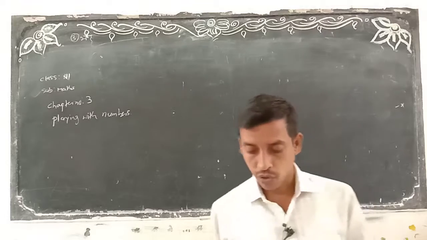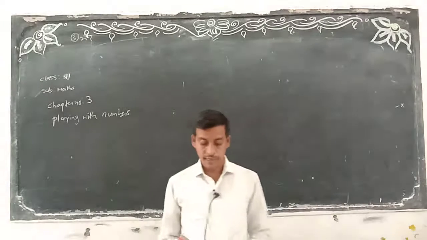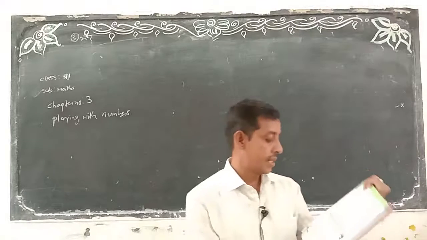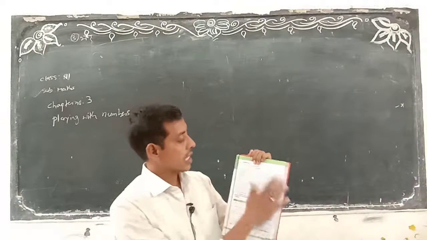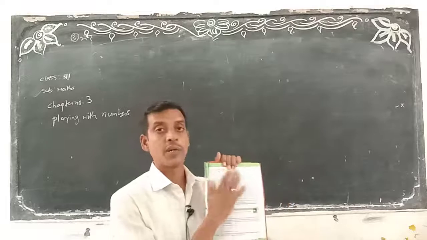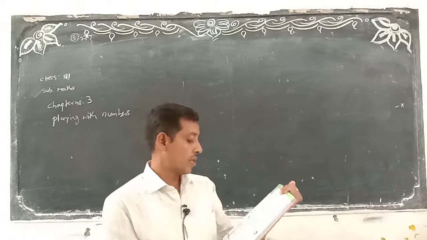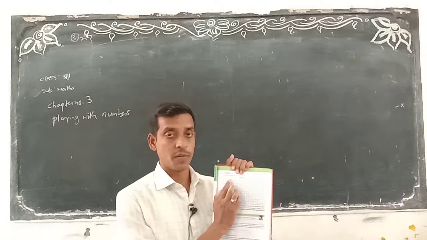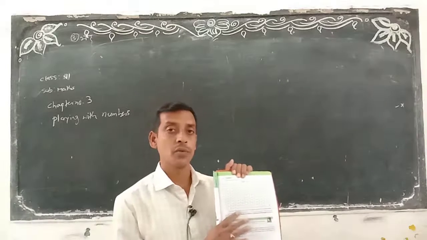Okay? Open page number 29, where we have a chart up to 100 numbers. Look here. These numbers are divisible by 2. Divisible by 2 means what? 2 is divisible by 2, but 3 is not divisible by 2, because 3 is not there in the 2 table.